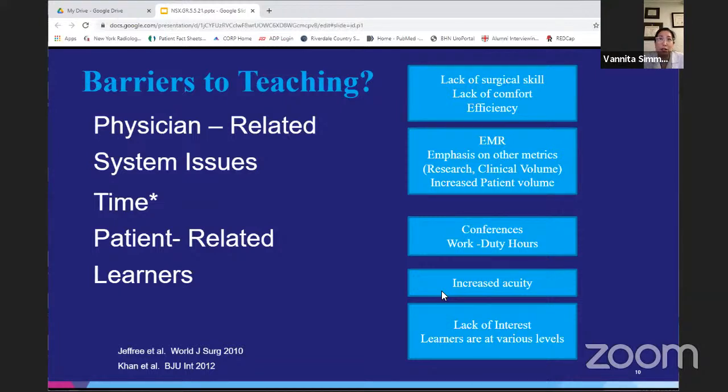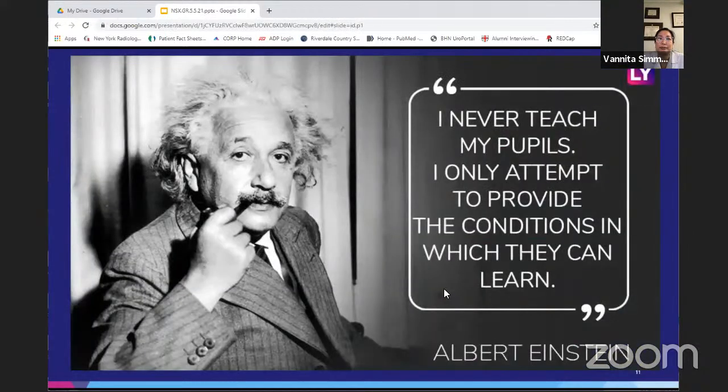If you're involved in a trauma situation, you have to work fast and there's no time to formally teach. Maybe we can even consider that learners themselves can be barriers. Maybe you have an intern on a rotation who has no interest in neurosurgery, or in a more common scenario, maybe you have 3 medical students, a junior resident, a chief resident, and they're all at different levels and have different educational needs. So this is a quote from Albert Einstein.